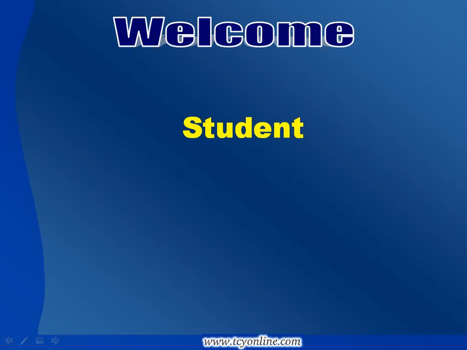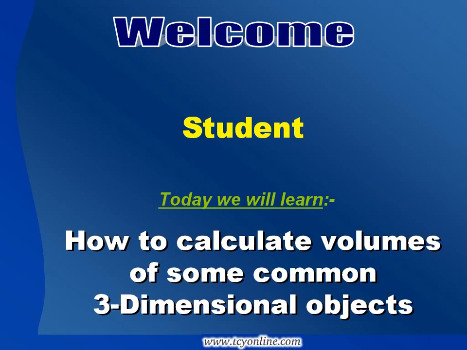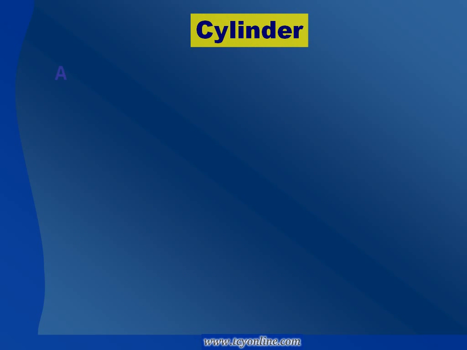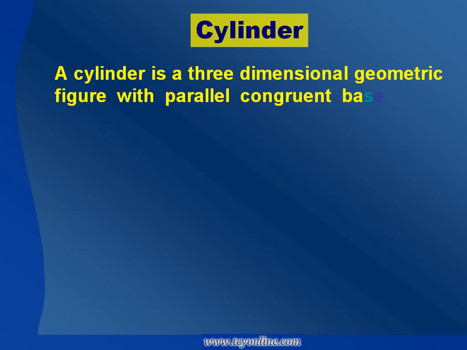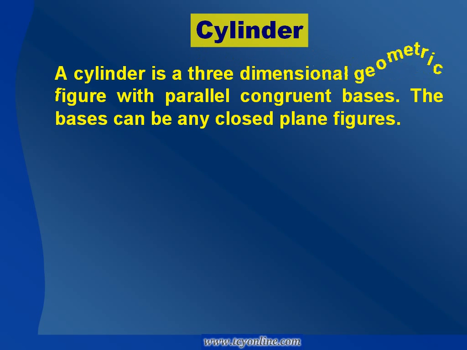Welcome student. Today we are going to learn how to calculate volumes of some common three-dimensional objects like cylinder and cone. Let us consider a cylinder first. A cylinder can be defined as a three-dimensional geometric figure with parallel congruent bases.